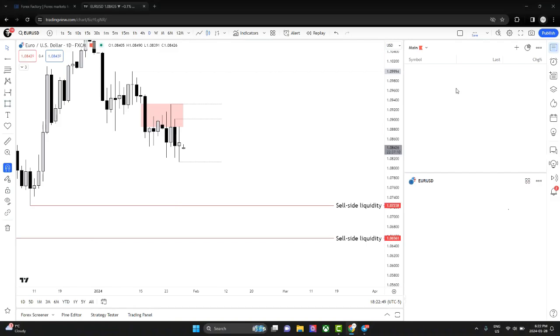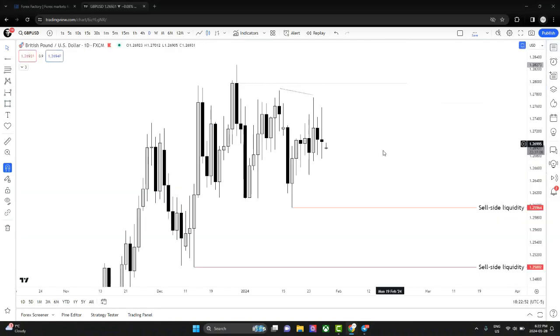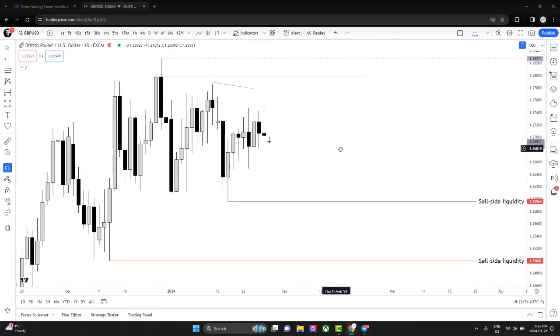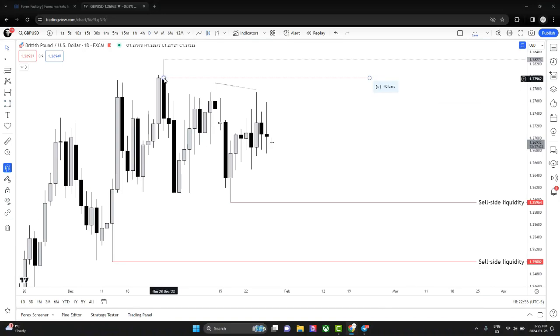And next we'll go to the Great British Pound. Okay, right here, what I have highlighted is the opening of this candle, which is a rejection block right here, right? And we have buy side liquidity above these highs and this high, and ultimately this will be my draw on liquidity after we see some form of manipulation, right?